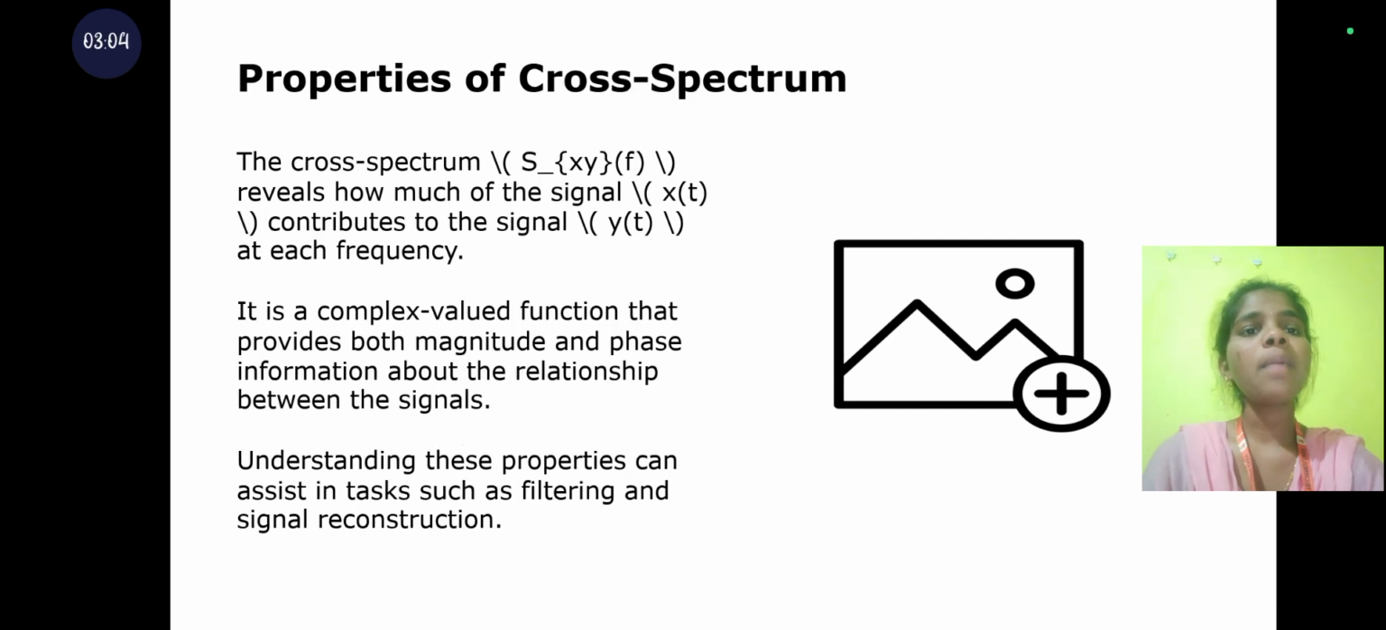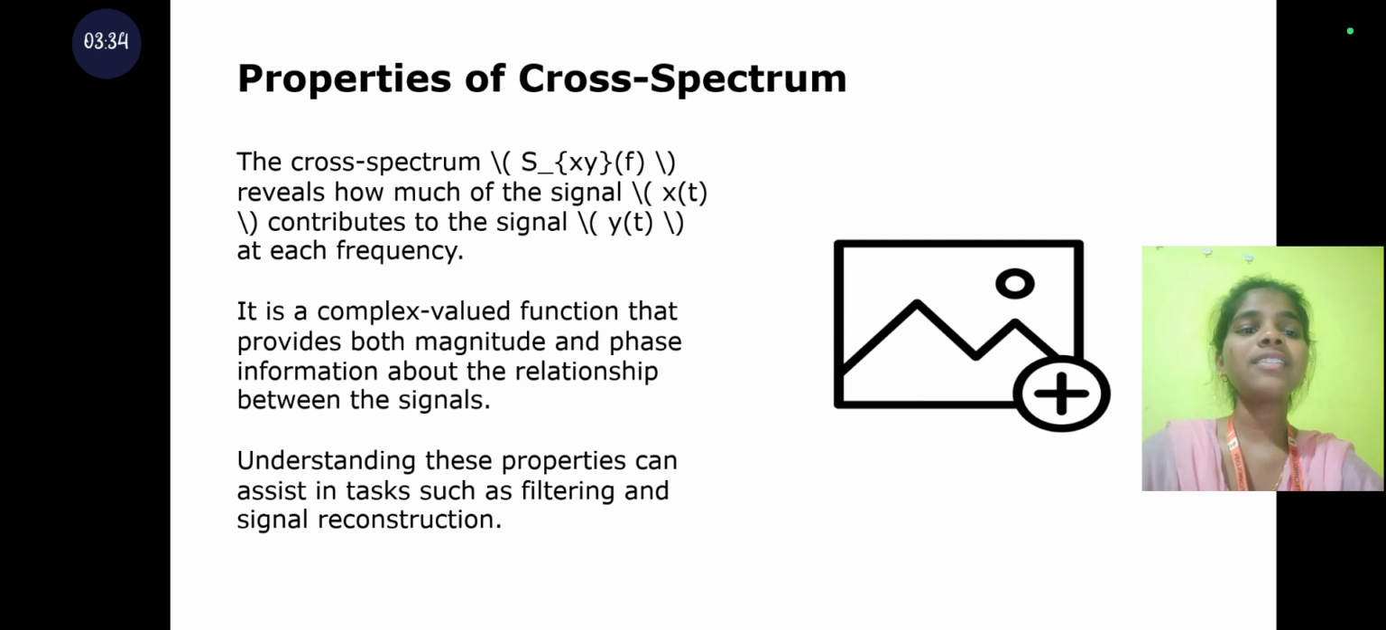Properties of cross spectrum. The cross spectrum S_xy(f) reveals how much of the signal x(t) contributes to the signal y(t) at each frequency. It is a complex valued function that provides both magnitude and phase information about the relationship between the signals. Understanding these properties can assist in tasks such as filtering and signal reconstruction.